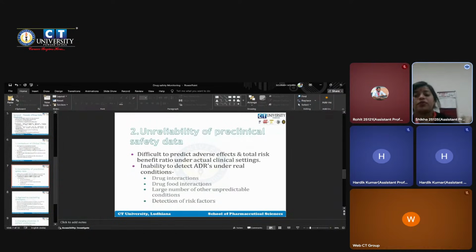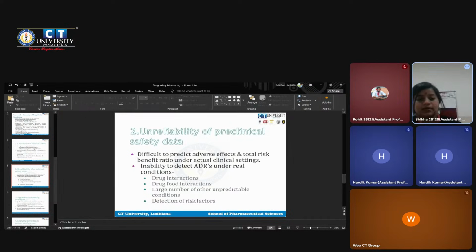Next is the large number of other unpredictable conditions, meaning there could be so many conditions a patient has that could not be predicted. So that was also the reason. Detection of risk factors means, if a patient has alcoholic liver disease, what are the risk factors he or she has? He or she could get ascites, varicose veins. So this is the risk factor. What are the conditions that can happen to the patient?